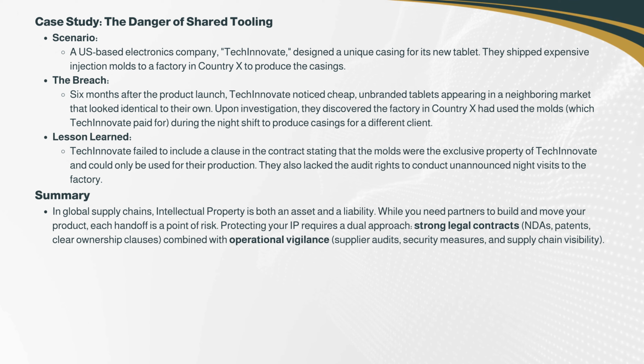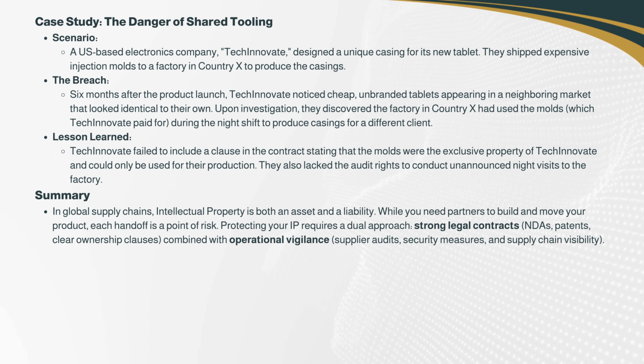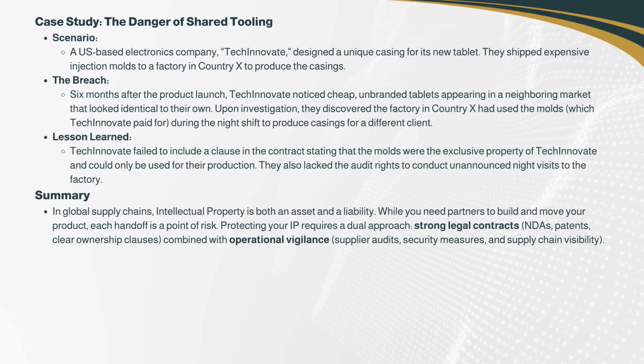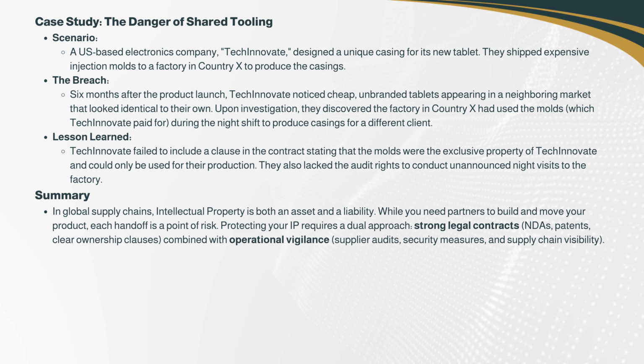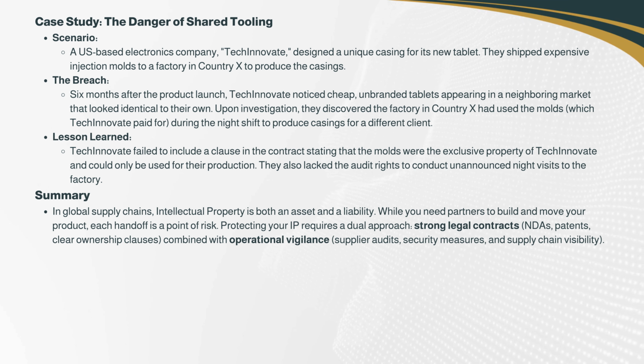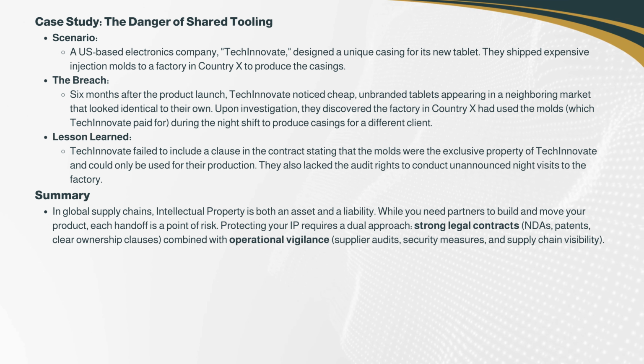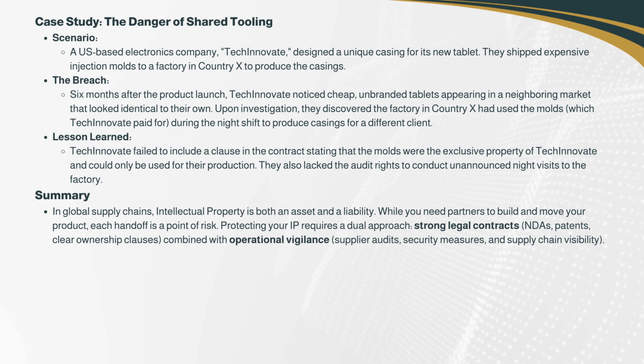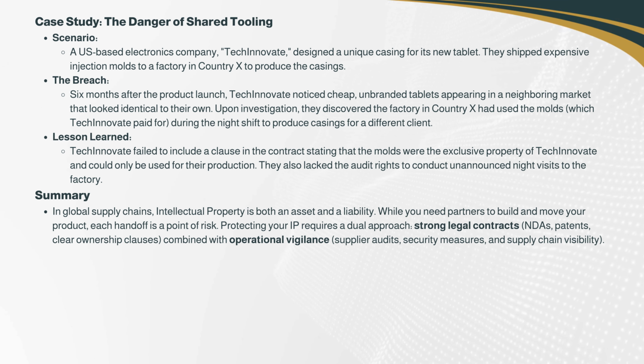Summary: in global supply chains, intellectual property is both an asset and a liability. While you need partners to build and move your product, each handoff is a point of risk. Protecting your IP requires a dual approach: strong legal contracts, NDAs, patents, clear ownership clauses, combined with operational vigilance, supplier audits, security measures, and supply chain visibility.